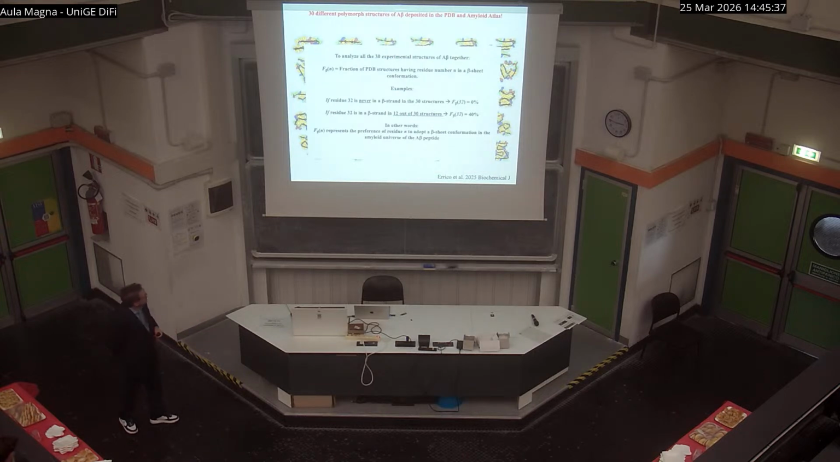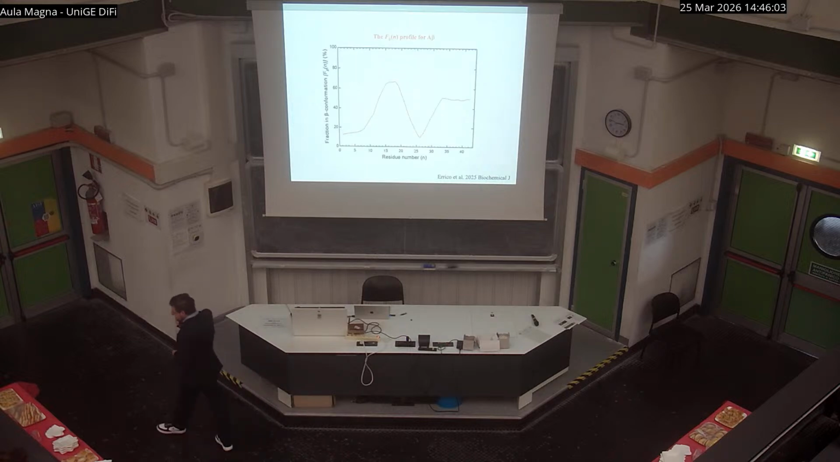In other words, F beta N represents the preference of residue N to adopt a beta sheet conformation in the amyloid universe of the A-beta peptide. It is a measure of the propensity of that residue to adopt a beta sheet structure, considering all 30 amyloid structures deposited in the protein data bank or amyloid atlas. And so we can produce again a profile, but this is not theoretical, this is experimental. It's the F beta N profile for A beta, which is F beta N on the y-axis, versus residue number.